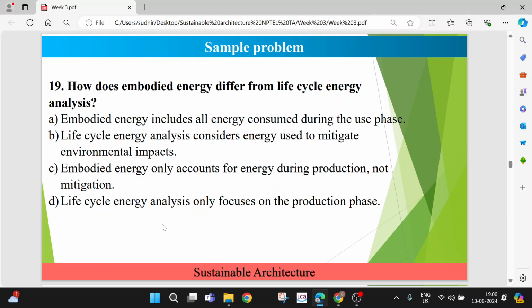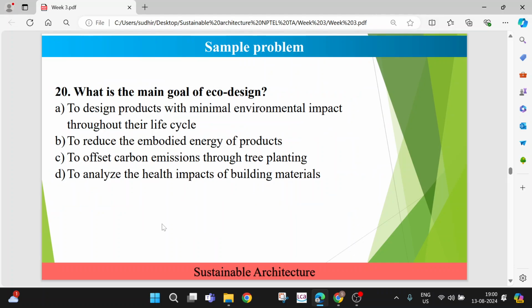Okay, so we can move to question 20. Here is question 20. What is the main goal of eco design? Eco design concepts have also been discussed. Option A, sir. So option A is the right answer for this one. The main goal of eco design is to design products with minimal environmental impact throughout their life cycle.